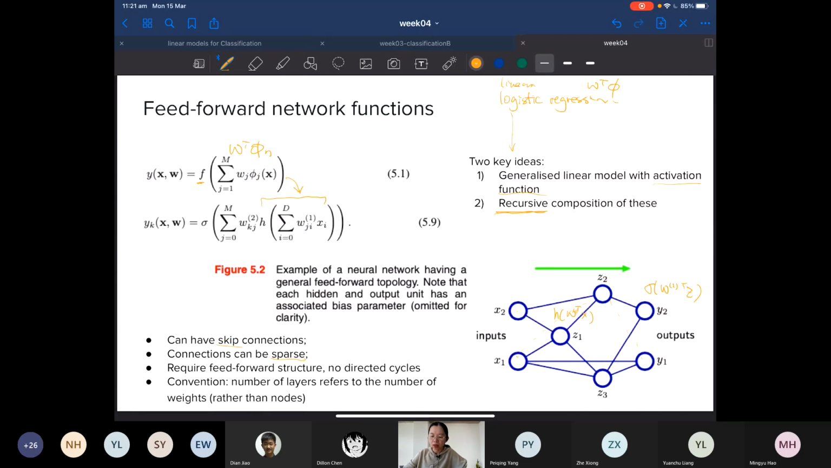One main constraint is that we would require feed-forward structures. We don't want loops. So the direction of information flow is this green arrow. Why is that? It's because we would want y_k, the k-th output, to be a deterministic function of x where we can just compute. If there are loops, y depends on z, z depends on x, and then z depends on y again, then we don't know what value y takes.